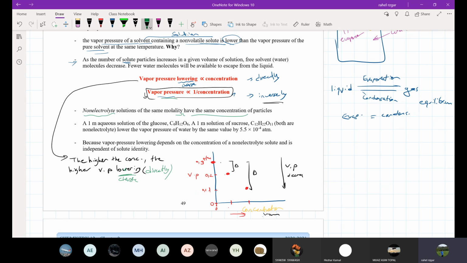For example, this is an example. A 1 molar aqueous solution of glucose. This is 1 molar glucose. And 1 molar of sucrose, another substance, but they have the same concentration. Both are non-electrolytes. And they lower vapor pressure. So both of them, the 1 molar of sucrose and the 1 molar of glucose, both of them lower vapor pressure of water by the same value, which is 5.5 times 10 to the power negative 4.